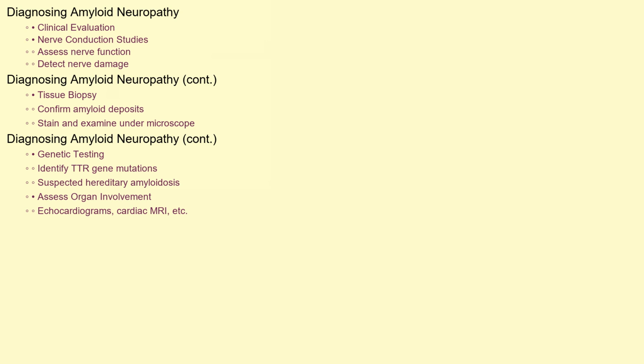How is amyloid neuropathy diagnosed? The diagnostic process typically involves a combination of clinical evaluation, nerve conduction studies, and tissue biopsies. Nerve conduction studies assess the function of the nerves and can detect abnormalities indicative of nerve damage. A biopsy, usually of the nerve or fat pad, is essential to confirm the presence of amyloid deposits. The amyloid deposits are then stained and examined under a microscope to identify the specific type of amyloid protein involved. Genetic testing can be used to identify mutations in the TTR gene in suspected cases of hereditary amyloidosis. Cardiac or other organ involvement is usually assessed with further testing like echocardiograms, cardiac MRI, or nuclear imaging studies.